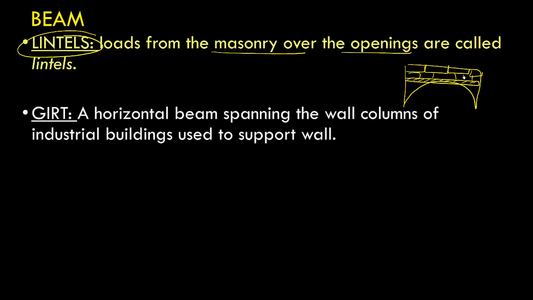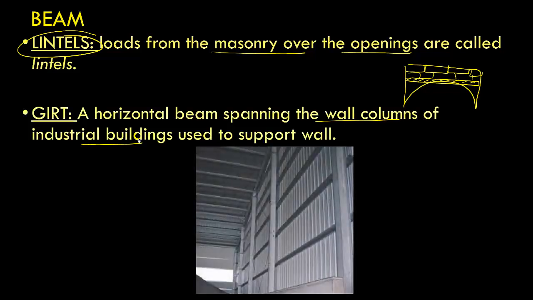Also we have a girt. So a girt is a horizontal beam spanning the wall columns of an industrial building, used to support the walls. So basically here I have shown an example of a girt. In this case, these are the girts, and they basically support the wall in a horizontal fashion. So beams are supporting the load that is coming in the horizontal plane. Now we have discussed different types of beam.